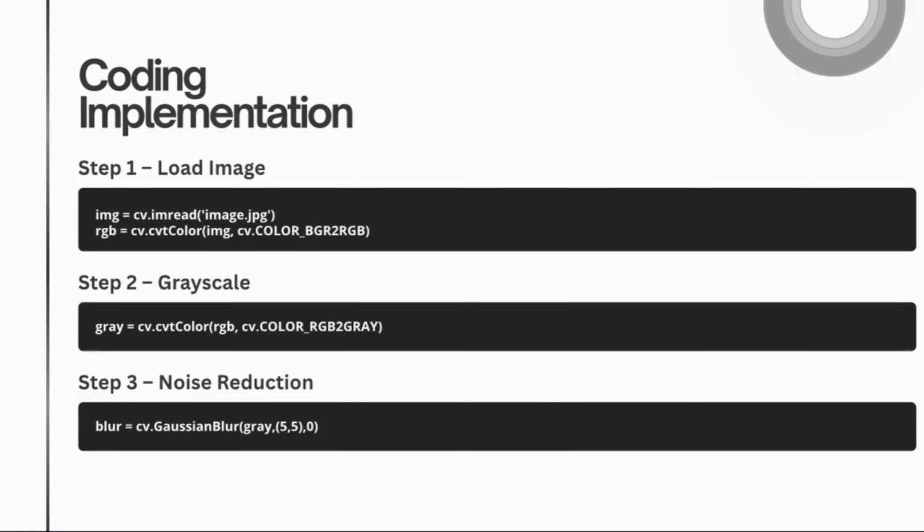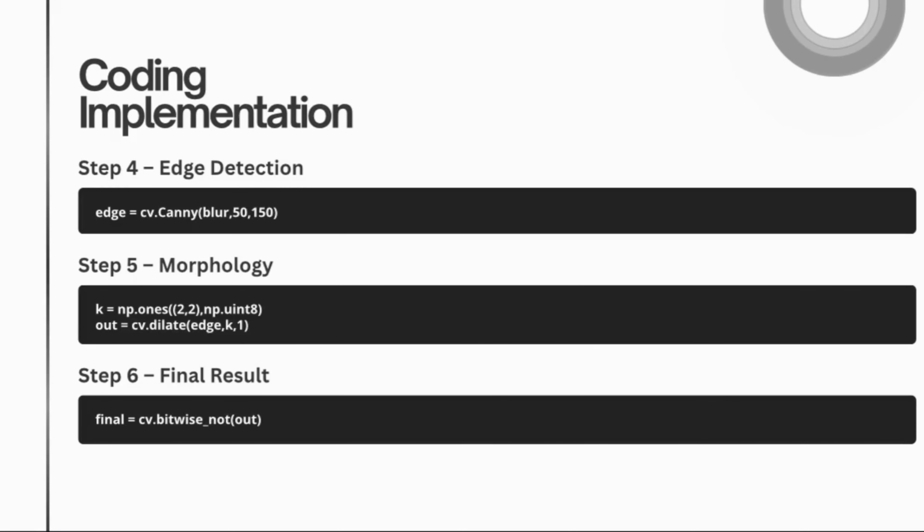Okay, now code implementation is like what I said earlier. So first thing first, we convert BGR to RGB. Then we turn into grayscale. After turning into grayscale, we use Gaussian blur to reduce some noise, and then we detect the edges. After using Gaussian blur, detecting the edges will be much smoother. And then morphology, for morphology we use NP, which is numpy, and we set the kernel to 2 and we dilate, using cv.dilate, and for the final result we use bitwise.